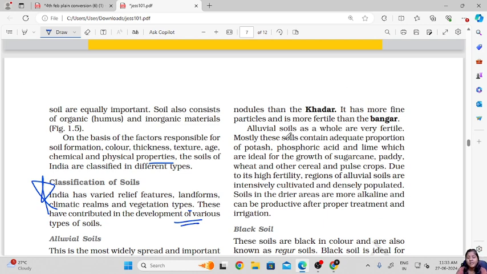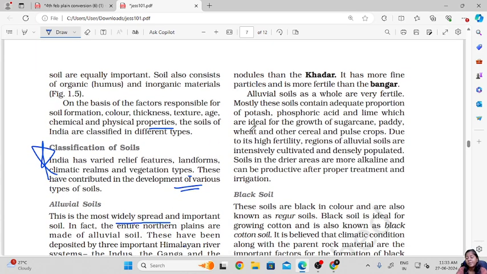Then alluvial soils as a whole are very fertile. Mostly these soils contain an adequate proportion of potash, phosphoric acid and lime, which are ideal for the growth of sugarcane.